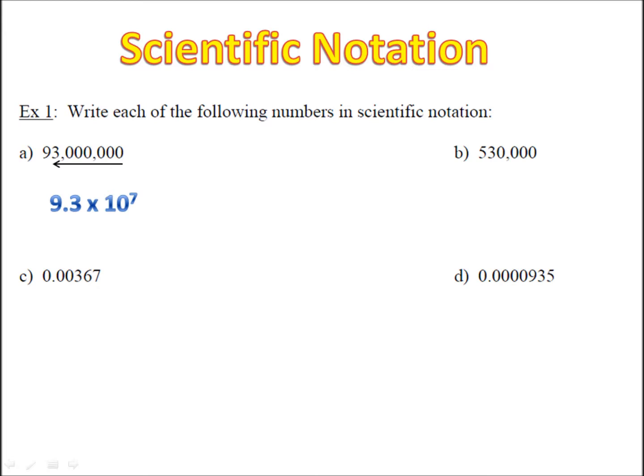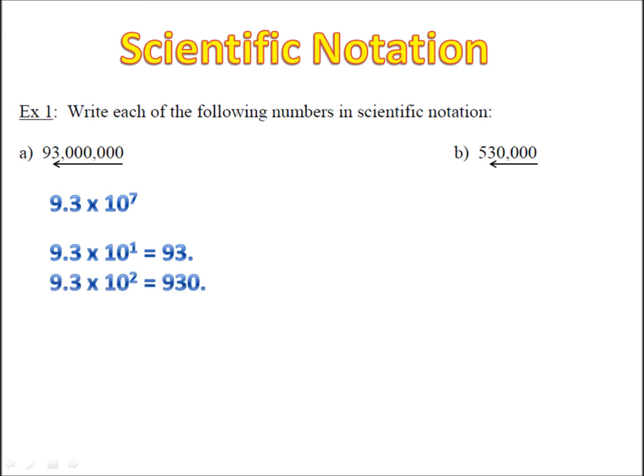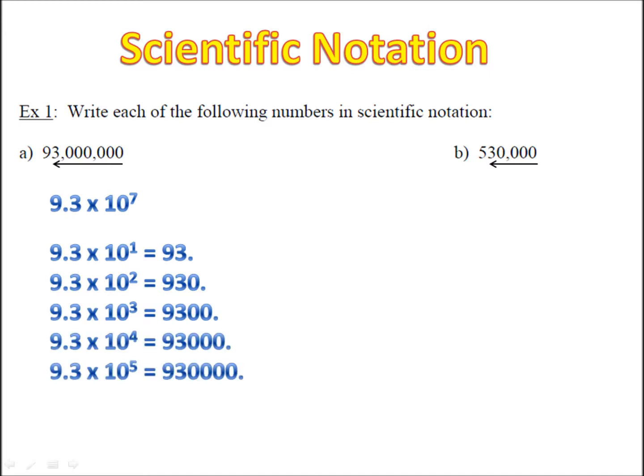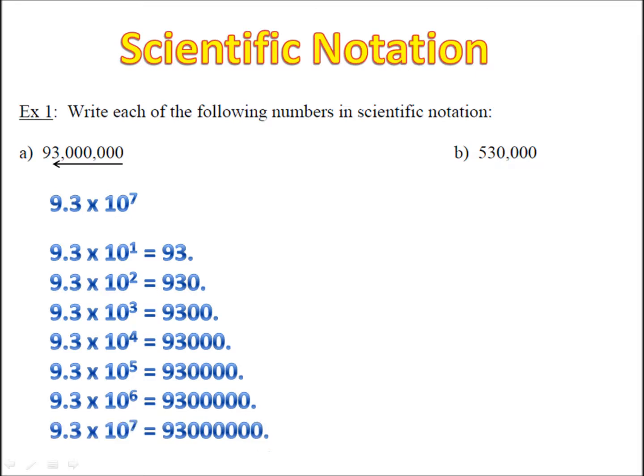Well, that doesn't even look like the original number. That might be what you're thinking. Well, let's take a look why that is. Every time we multiply a number by 10, the decimal point moves one place to the right. If I take 9.3 times 10, I get 93. You can go ahead and try this in your calculator if you'd like. 9.3 times 10 two times gives me 930. Multiply 9.3 times 10 three times, you get 9,300. And you get the idea. By the time you've multiplied 9.3 by 10 7 times, you have the number 93 million.